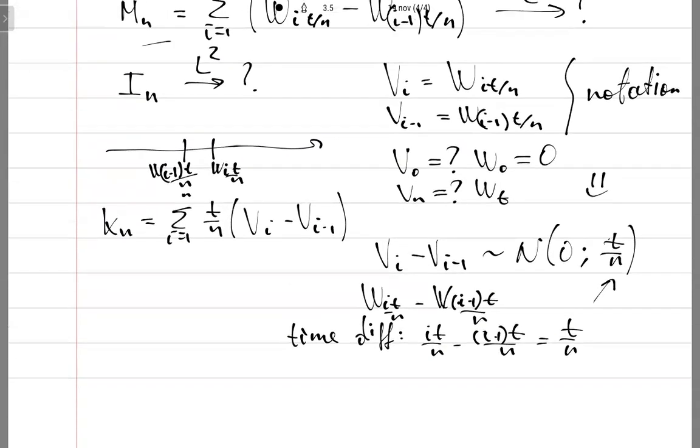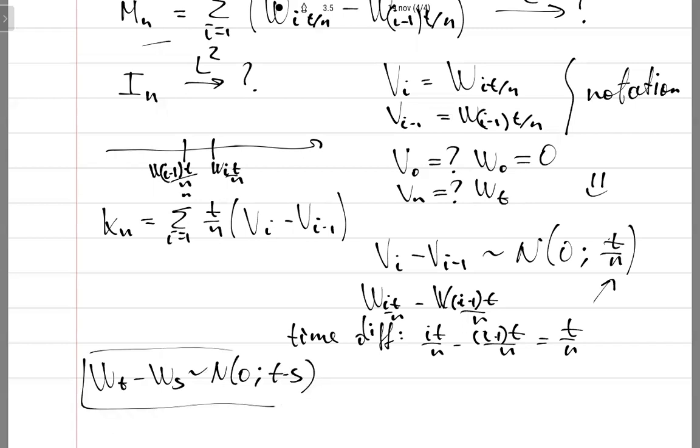Let's continue. Excuse me, how did we obtain that the expected value of the difference is 0? We have the properties of the Wiener process: Wt minus Ws, by the definition of the Wiener process, is normal with mean 0 and variance t minus s. So this is just the definition of the Wiener process. Thank you.